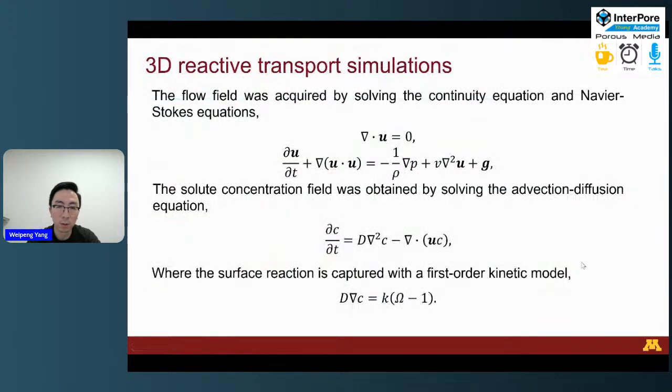For the numerical simulation, the fluid flow field was obtained by solving the continuity equation and Navier-Stokes equation. For the solute field, it was obtained by solving the advection-diffusion equation. For the precipitation, we modeled it as a surface reaction. The reaction used transition state theory with a first-order kinetic model.